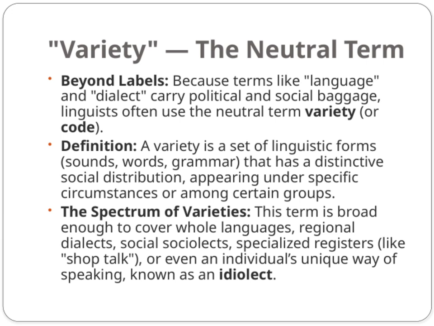Now, when we look at the spectrum of varieties, it's actually quite broad. It can include entire languages, regional dialects, social sociolects, or even specialized registers like shop talk. And interestingly, it can also refer to an individual's unique way of speaking, which we call an idiolect. So the key takeaway here is that variety is a flexible, neutral term that helps us discuss all these different forms of language without the political baggage that other terms might carry. This concept ties back to our overall theme of understanding how language functions in social contexts and among different groups.